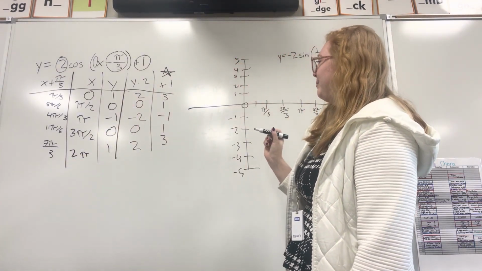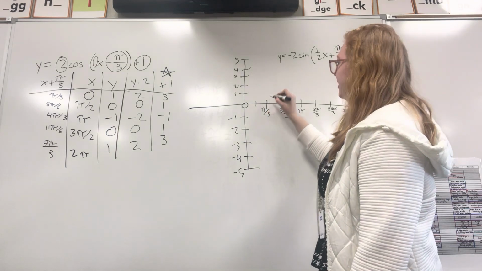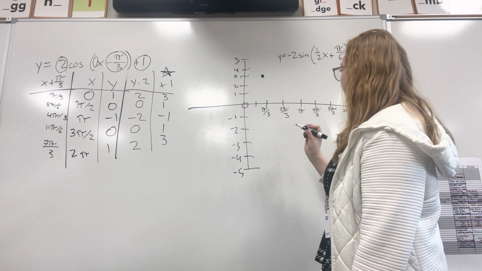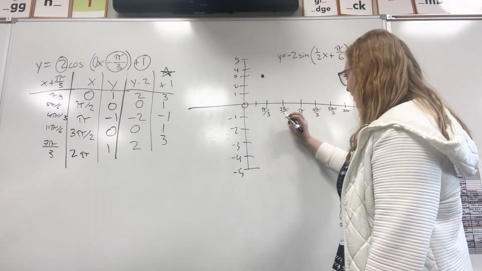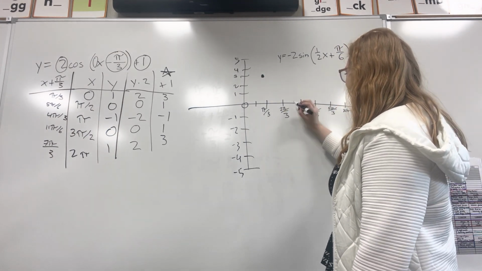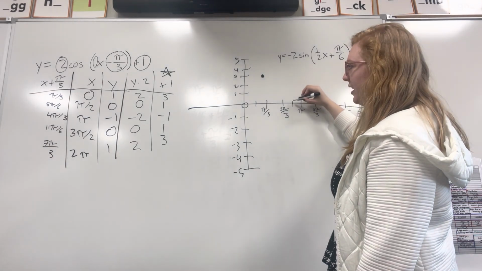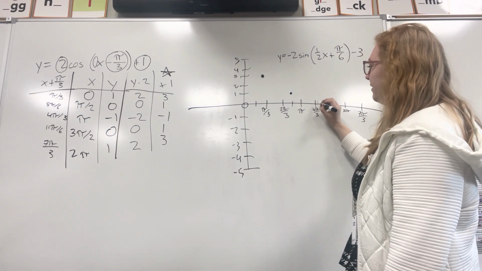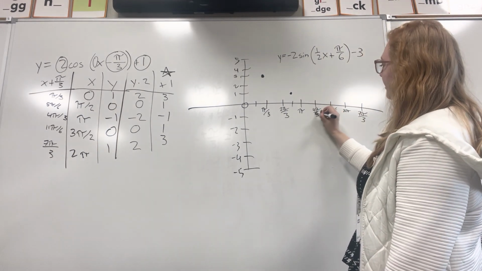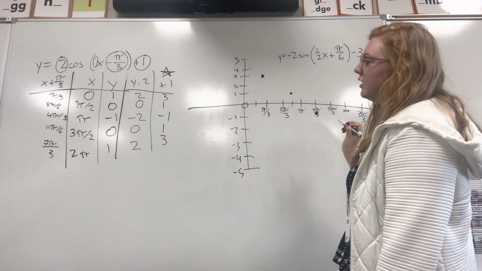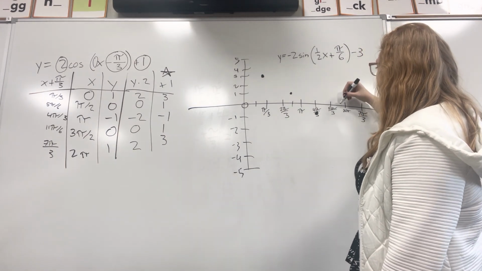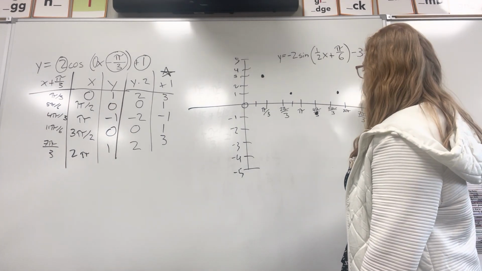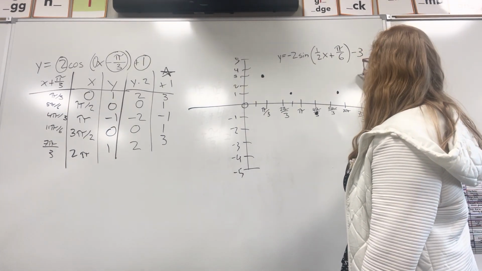So let's start with pi over 3, which is right here, and go up to 3 and plot it. Next is 5 pi over 6, which is going to be right here. That goes to 1. The next is 4 pi over 3, and that one's negative 1. So I'm going to just make a big dot over here. Then 11 pi over 6 is going to be right here, and that's back to 1. And then 7 pi over 3 is back to 3.